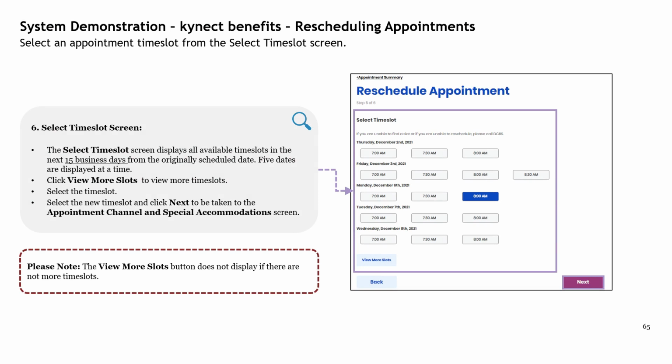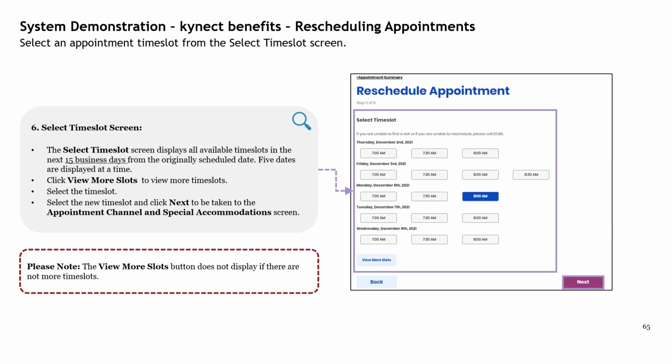Next, select an appointment time slot on the Select Time Slot screen. The Select Time Slot screen displays all available time slots in the next 15 business days from the originally scheduled date. 5 dates are displayed at a time. Click View More Slots to view more time slots. Please note that the View More Slots button does not display if there are no more time slots.